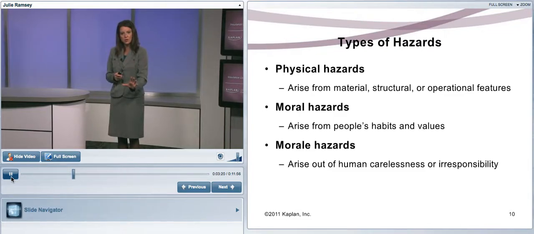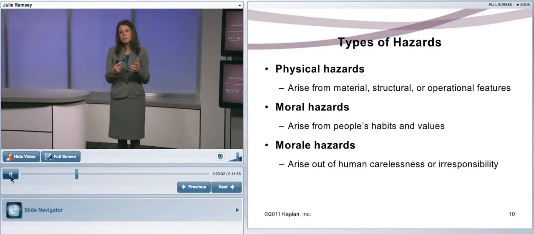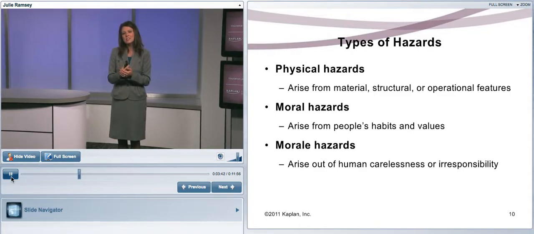It's physical. The next one is a moral hazard. Now, if you look at that word moral, I think of the things that I believe in, the things I should or should not be doing. There are some people who perhaps don't have the same morals that you and I have, and they're a hazard to the insurance company. So the definition of a moral hazard means that it arises from people's habits and values, perhaps like a drug addict.